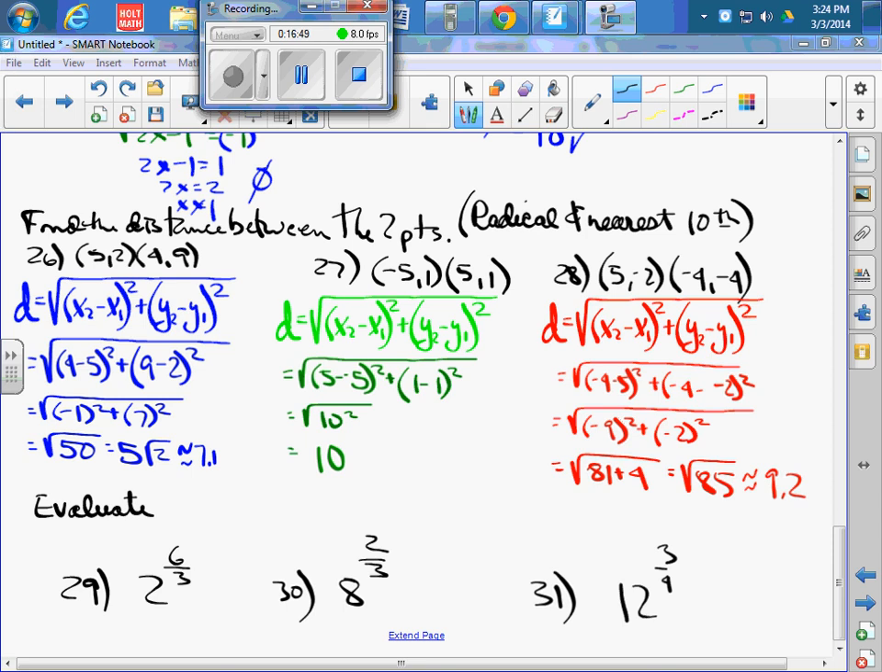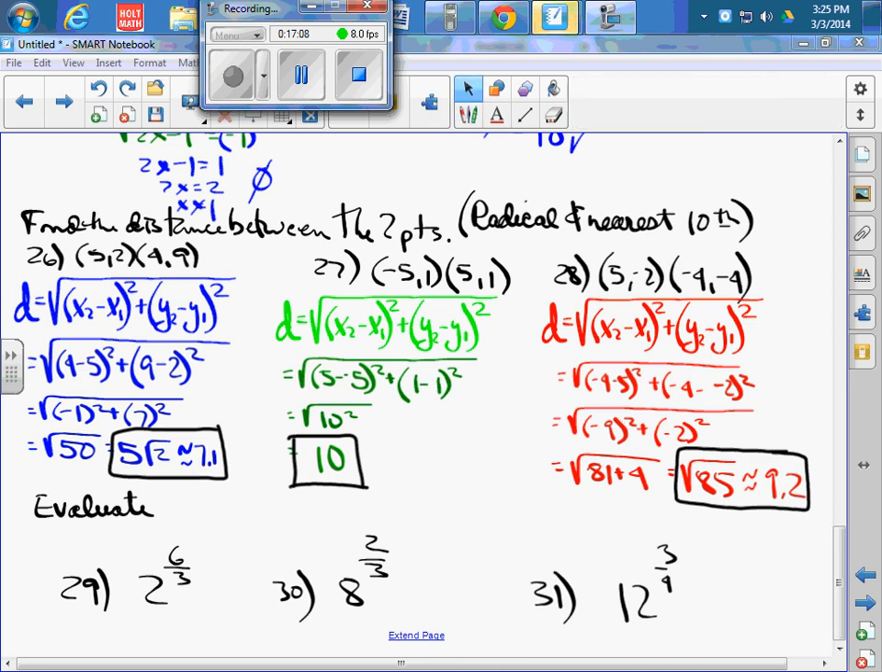All right, so in number 26, I came up with 5 radical 2, which is about equal to 7.1. And in number 27, I came up with 10. Obviously, we wouldn't need the radical on that one. And then in number 28, radical 8.5, which is about equal to 9.2. That would be rounding off to the nearest tenth. And there you are for those.